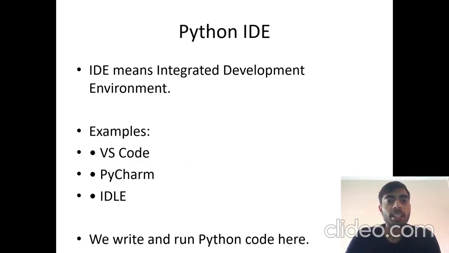Now let's understand what an IDE is. IDE stands for Integrated Development Environment. An IDE is software where programmers write, edit, run, and debug their code. Some popular Python IDEs include Visual Studio Code, PyCharm, and IDLE. In this course, we will mainly use Visual Studio Code because it's simple, lightweight, and one of the most popular code editors used by developers around the world.